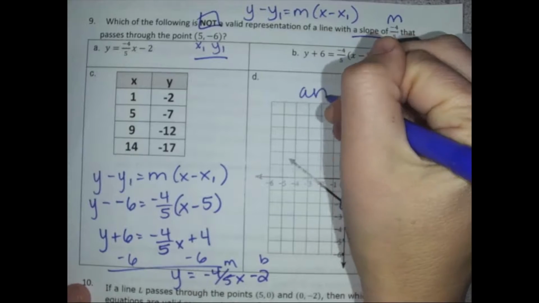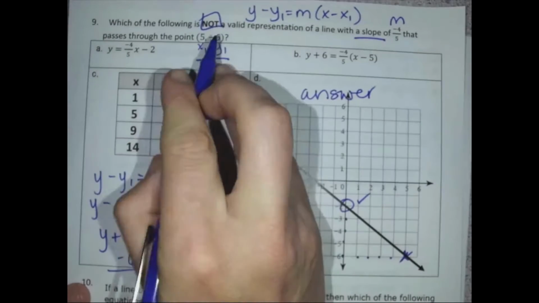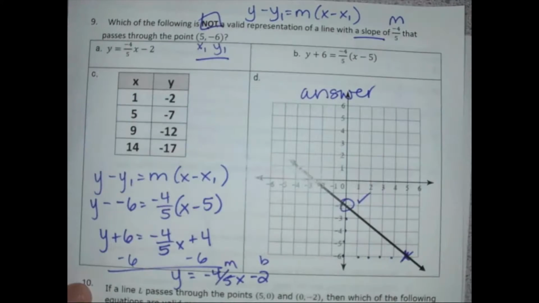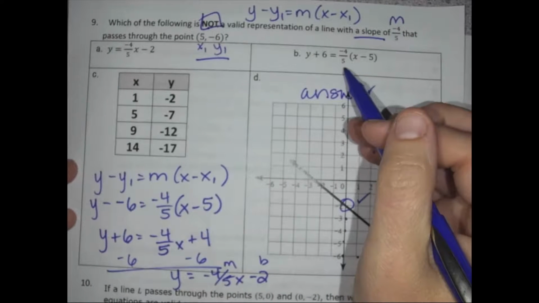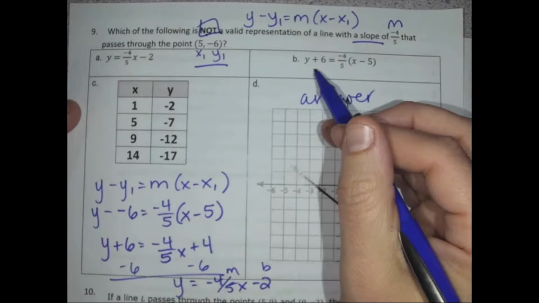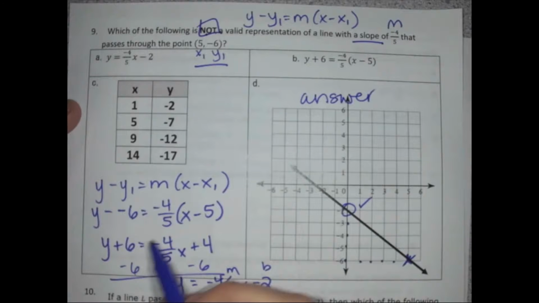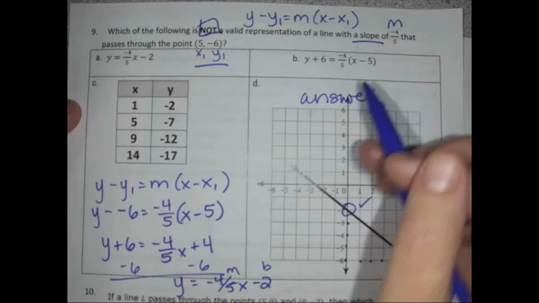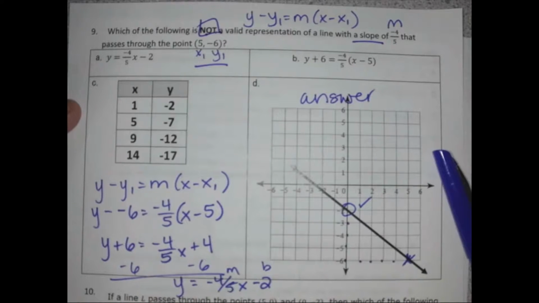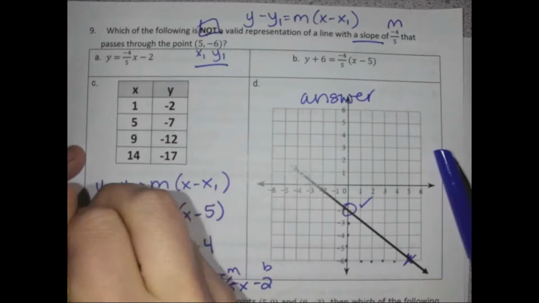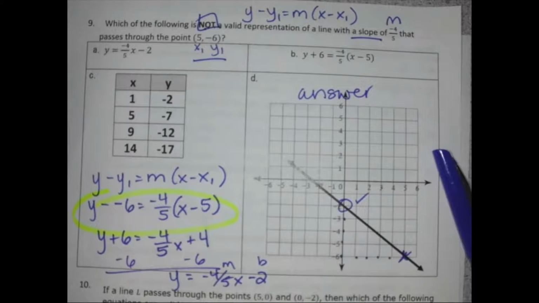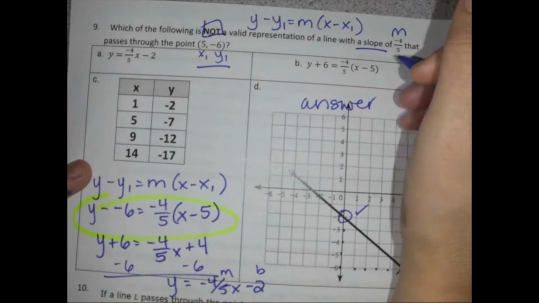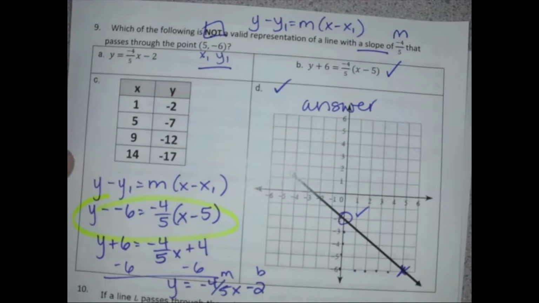So this is an answer, but it's asking for not. Let's go right here and see y plus 6 equals -4/5 x minus 5. Look at that. That just completely matches this one right here. So B is definitely a possible answer choice.